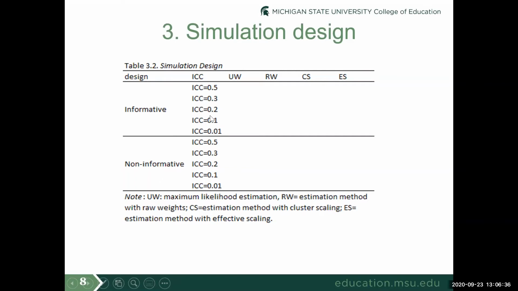ICC has 5 levels, from 0.5 to 0.1 and to 0.05. In educational settings, 0.1, 0.2, and 0.3 are the most common values of ICC. So 0.1 and 0.5 are extreme values. So those are the two values I picked for extreme settings. And the other factor is the estimation method. I used 4. So these 3 factors are fully crossed, which results in 2 by 5 by 4 equals 40. So there are 40 simulation settings in total.